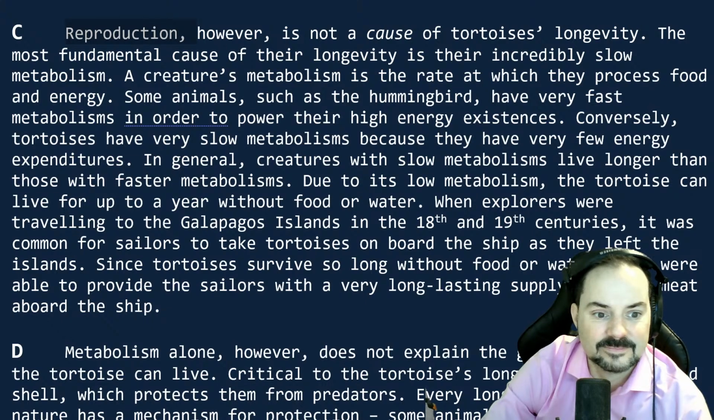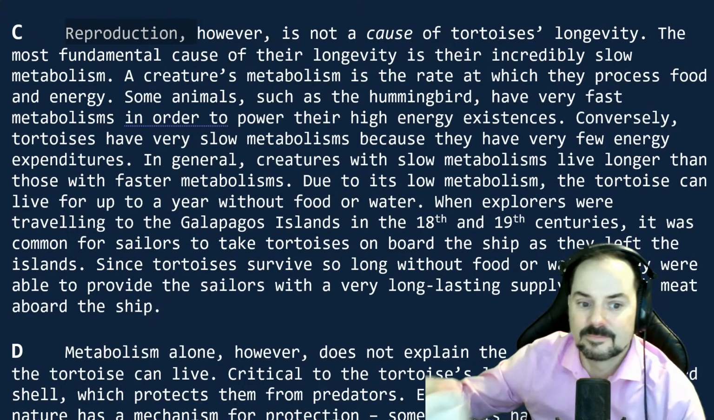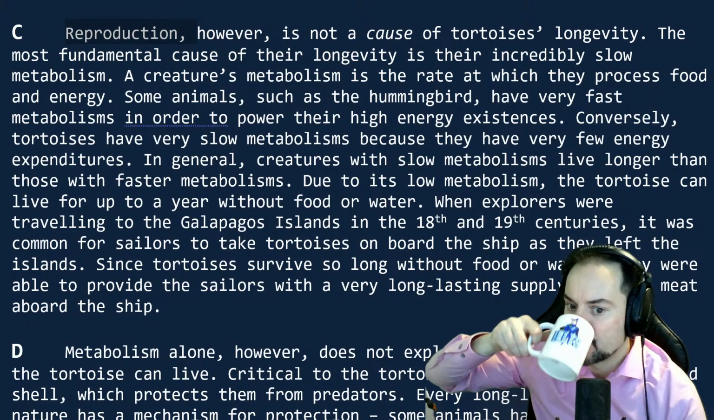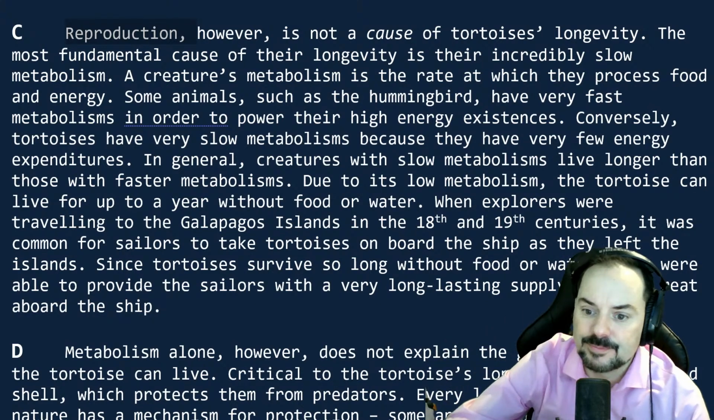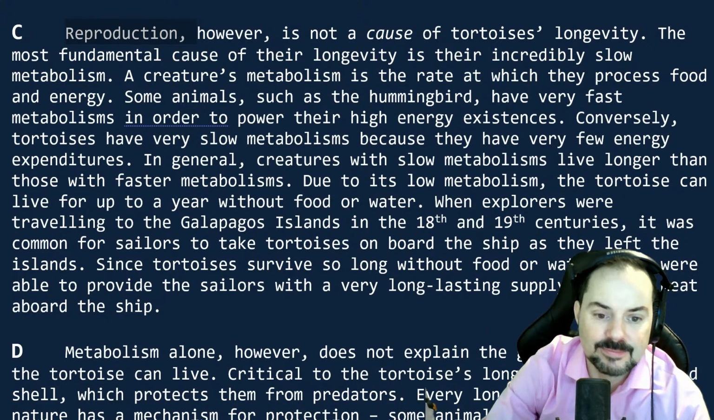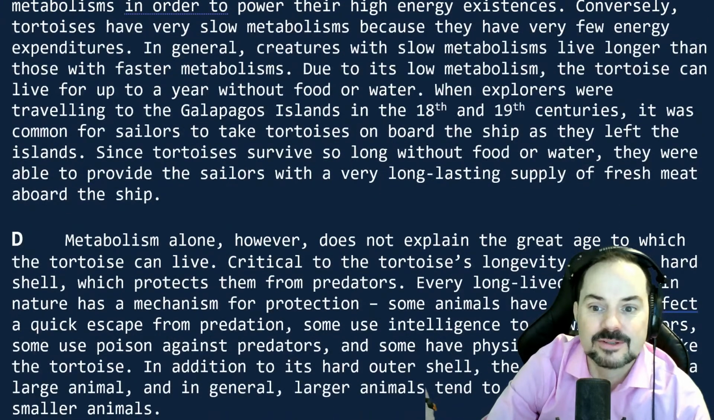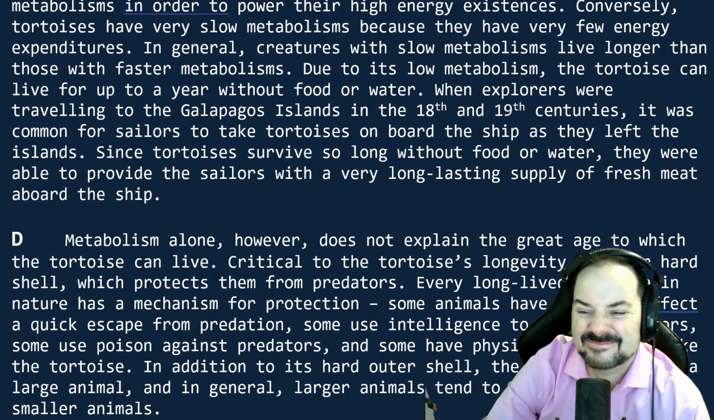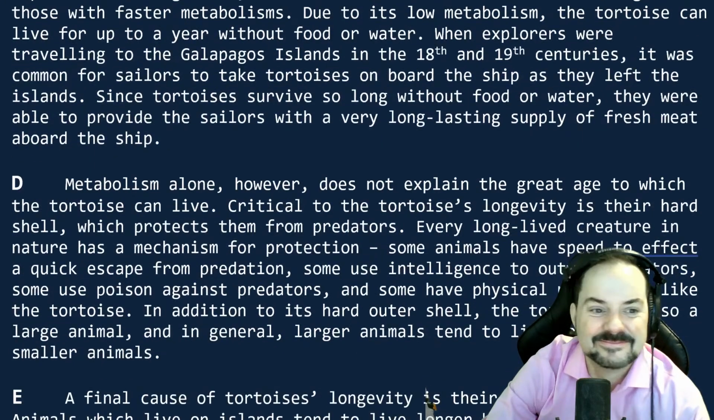When explorers were traveling to the Galapagos Islands in the 18th and 19th centuries, it was common for sailors to take tortoises on board the ship as they left the island. Since tortoises survived so long without food or water, they were able to provide the sailors with a very long-lasting supply of fresh meat aboard the ship.